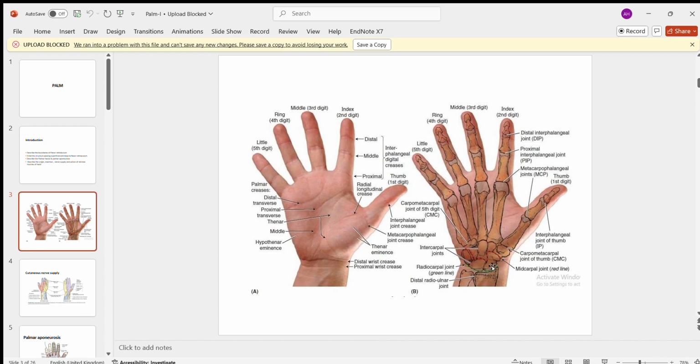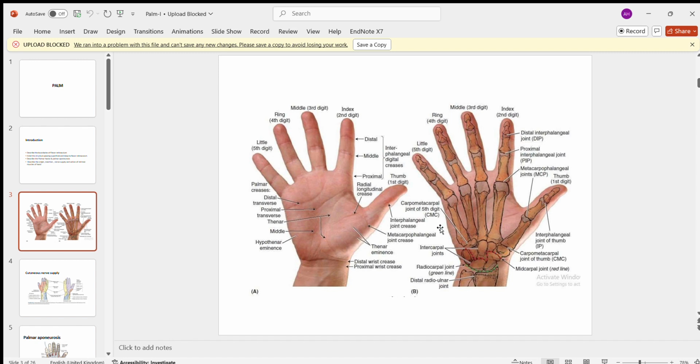Talking about the proximal row, it has the lateral most bone as scaphoid. Then we have lunate, then triquetral and a small pisiform bone. And the distal row has, starting from the lateral side, trapezium, trapezoid, capitate and hamate. So these are the 8 bones of the wrist, also called the carpal bones.